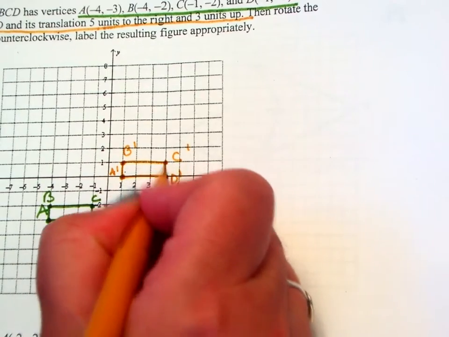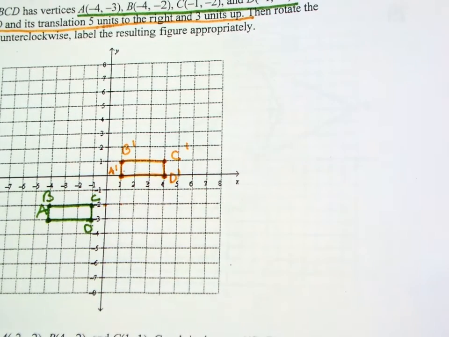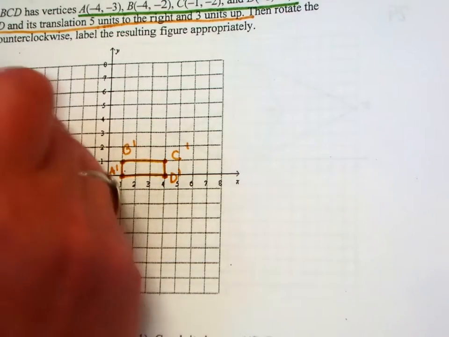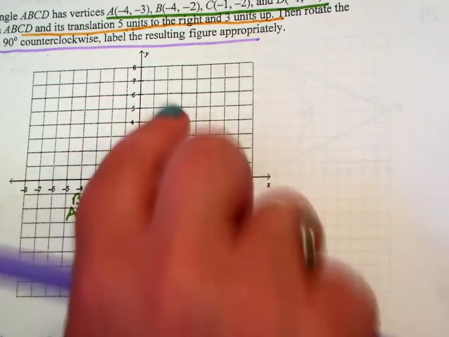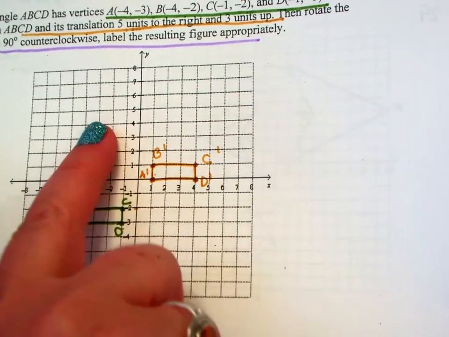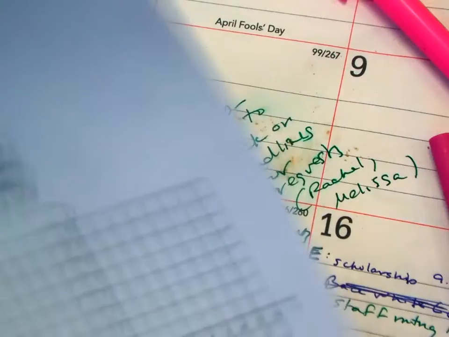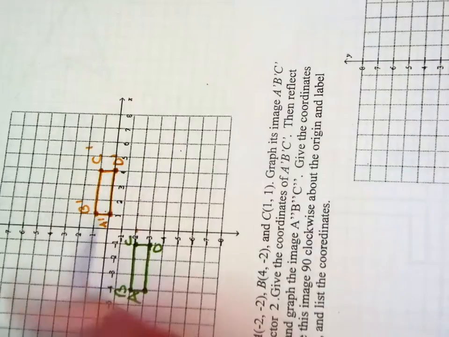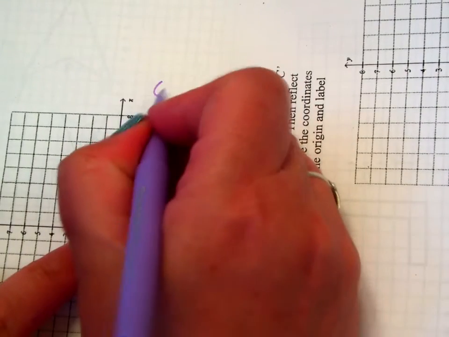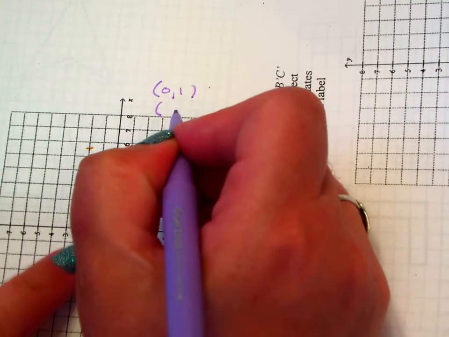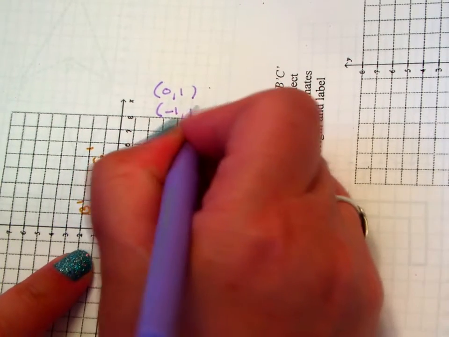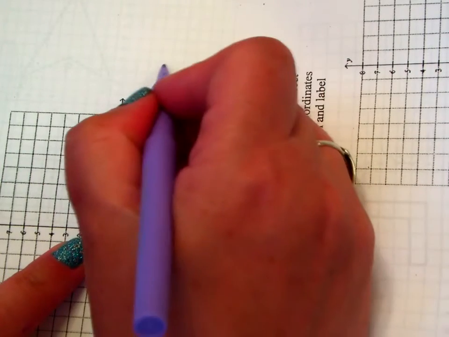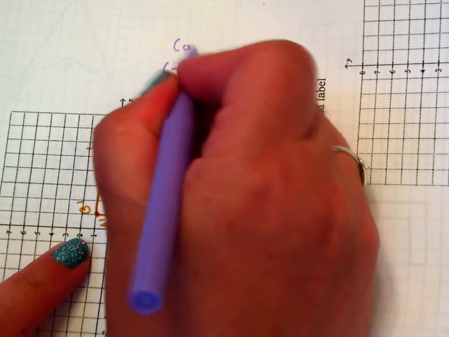And then I'm going to do one more because it's going to turn. So this says rotate it 90 degrees clockwise. So I'm going to go counterclockwise. So I'm going to go this way. Okay, so 90 degrees counterclockwise would be taking that and moving it like that. So it looks like my figure should be at 0, 1, at 1, or is it -1, 1, at -1, 4, and at 0, 4.